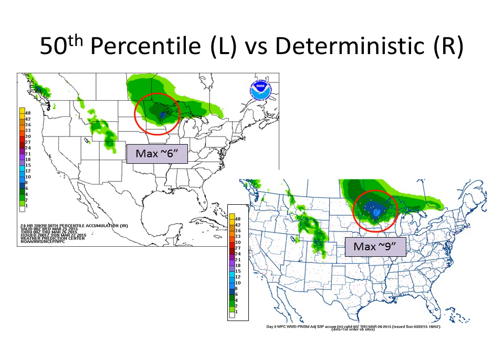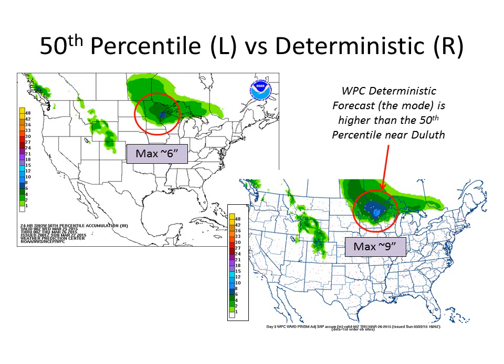In this example, the deterministic forecast is higher than the 50th percentile along the Minnesota and Wisconsin border. If you remember from the previous slides, the curve at that point might look something like this, where the distribution is skewed. As a result, the 50th percentile would be to the left of the WPC forecast, which is the mode or most likely outcome.